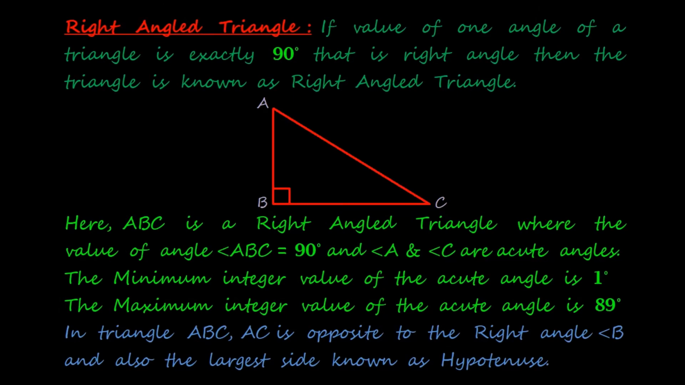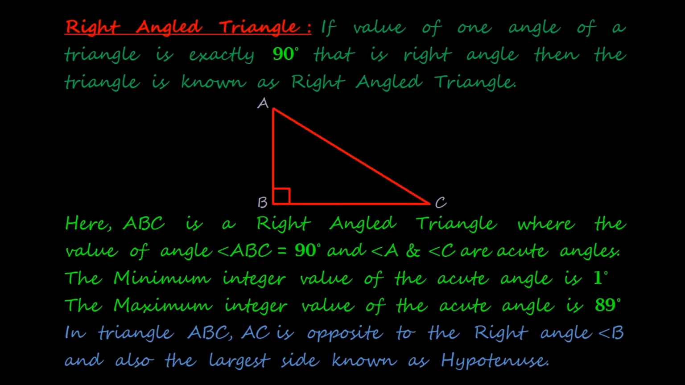Right angled triangle. If the value of one angle out of three angles in a triangle is exactly 90 degrees, that means exactly a right angle, then the triangle is known as a right angled triangle. Here in triangle ABC, we can see that the value of angle ABC, that means angle B, is equal to 90 degrees. That means a right angle. That is why triangle ABC will be a right angled triangle.